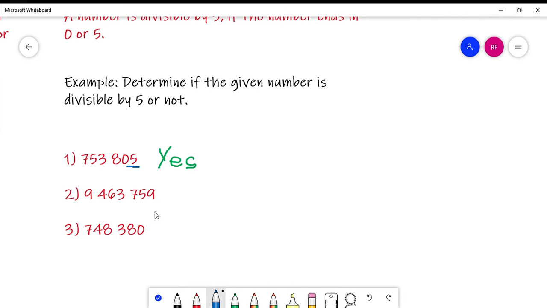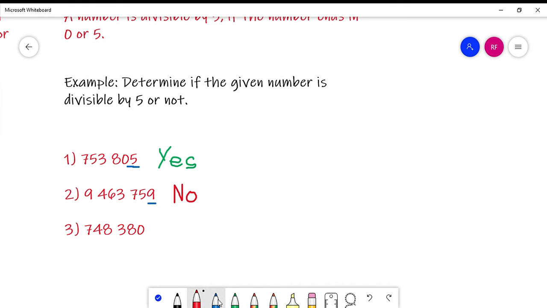Next, number 2, we have 9,463,759. So the digit in the ones place is 9, and according to the rule, it should be 0 or 5. Since it is not 0 or 5, this number is not divisible by 5. So let us write here no, it's not divisible by 5.